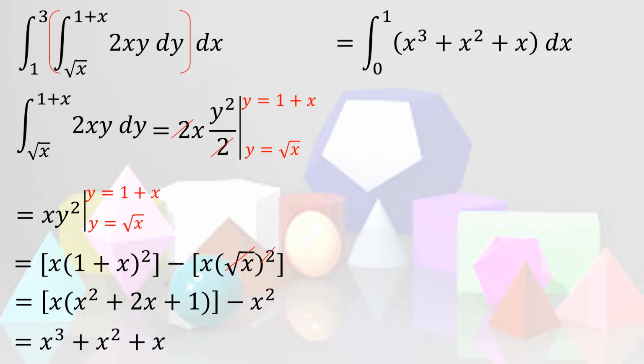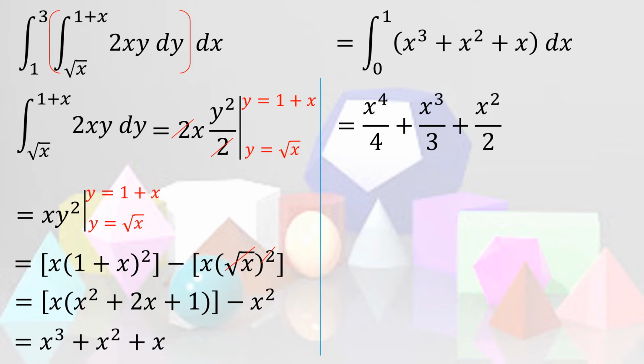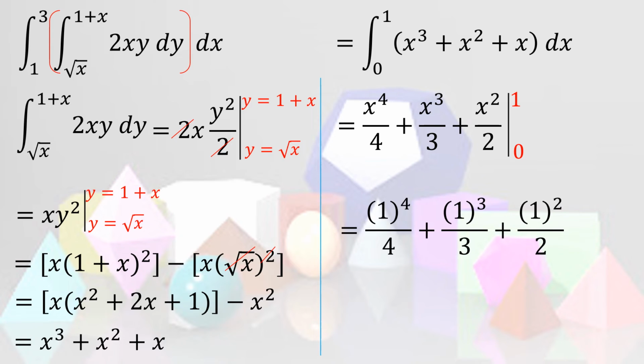Now we are going to substitute there. So we shall have the integral of x to the third plus x squared plus x dx from 0 to 1. In integrating this one, we shall have x to the fourth over 4 plus x to the third over 3 plus x squared over 2 from 0 to 1. Since we have the lower limit which is equal to 0, we need not subtract it anymore. Instead, we are going to substitute 1. So in substituting 1, we shall have 1/4 plus 1/3 plus 1/2, which is equal to 13 over 12.